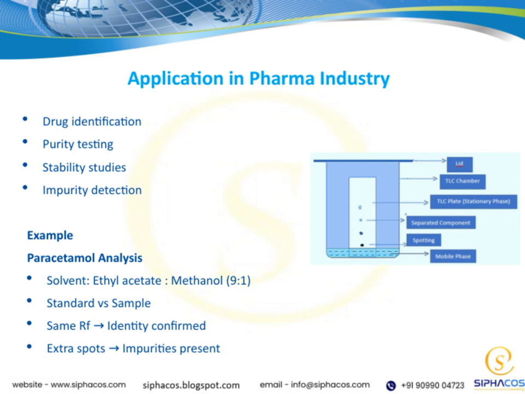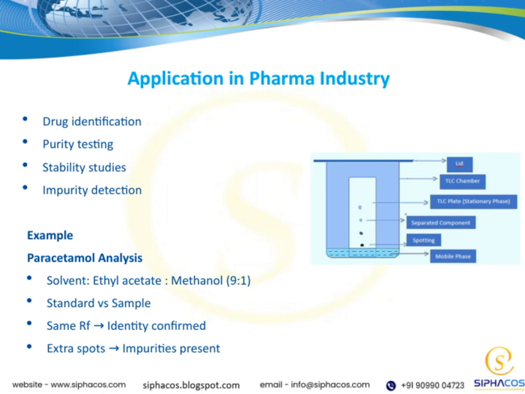However, if we observe extra spots on the chromatogram, that indicates the presence of impurities, which is important for quality control. This process is essential for drug identification, ensuring we're analyzing the correct compound. It's also crucial for purity testing, confirming that the sample is free from contaminants. Additionally, stability studies rely on these techniques to see how the drug holds up over time under different conditions.